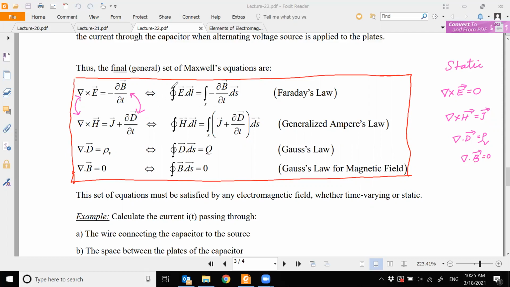Okay. And this is for the generalized one, that is even for time varying fields. Okay, now can anybody tell me the very important difference between these two? Anyone? Maybe Abdul Al Shuair, can you tell me what is the important difference between these two?